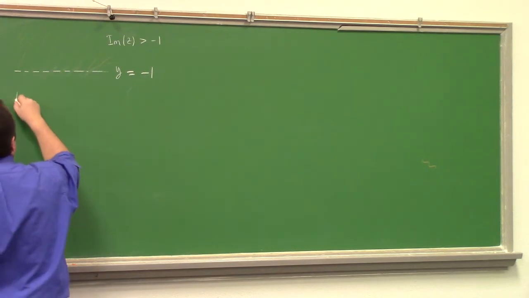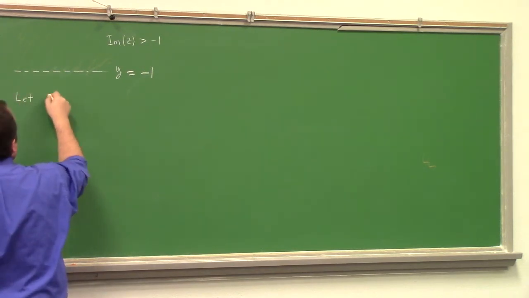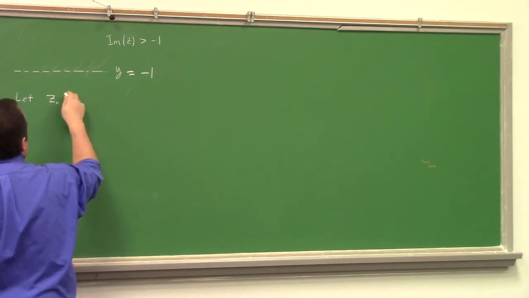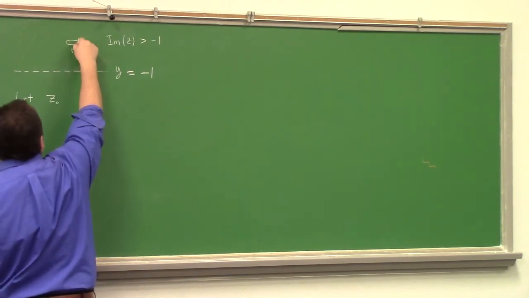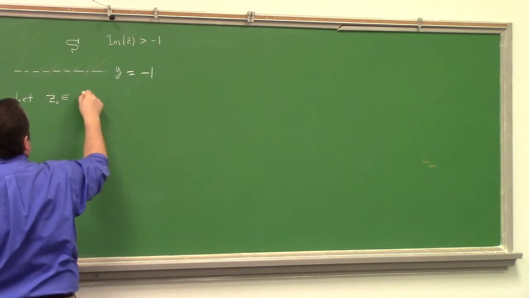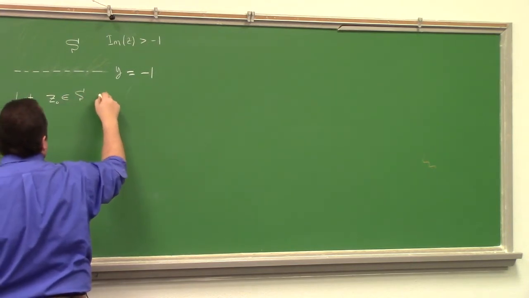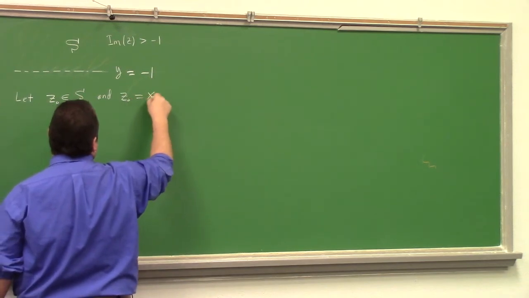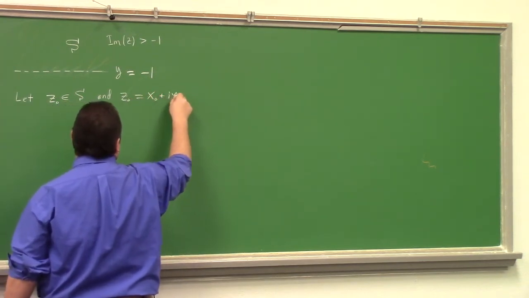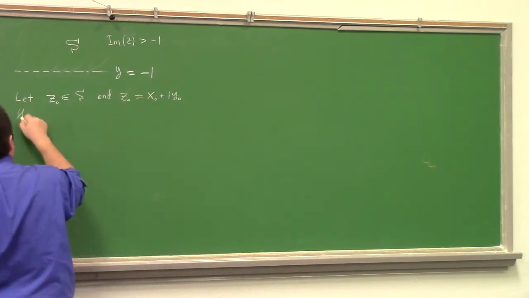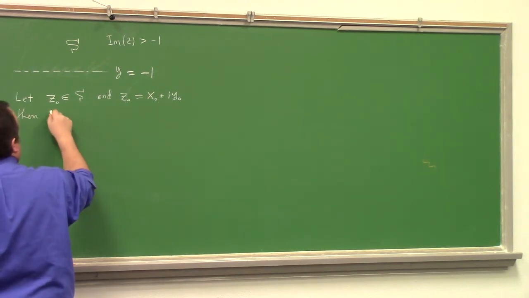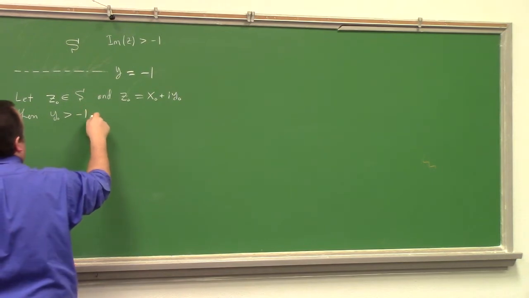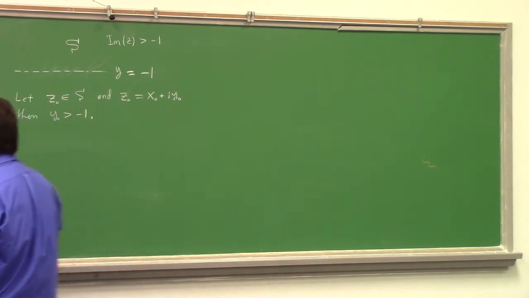So let's let z naught be an element, and let's call this set S, okay? Be an element of S, right? And let's let z naught equal x naught plus i y naught to have a way to talk about it, right? Then what we know is that y naught is greater than -1. That's what we know.